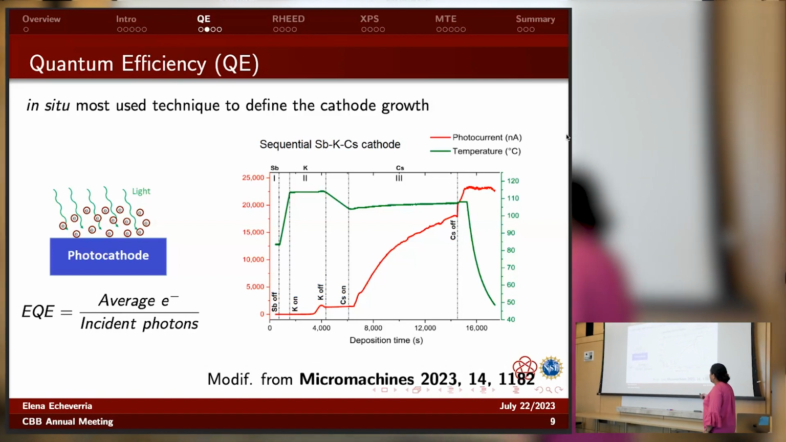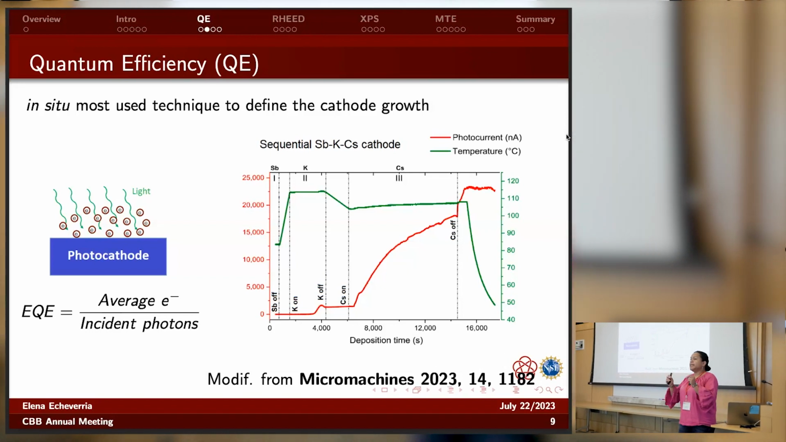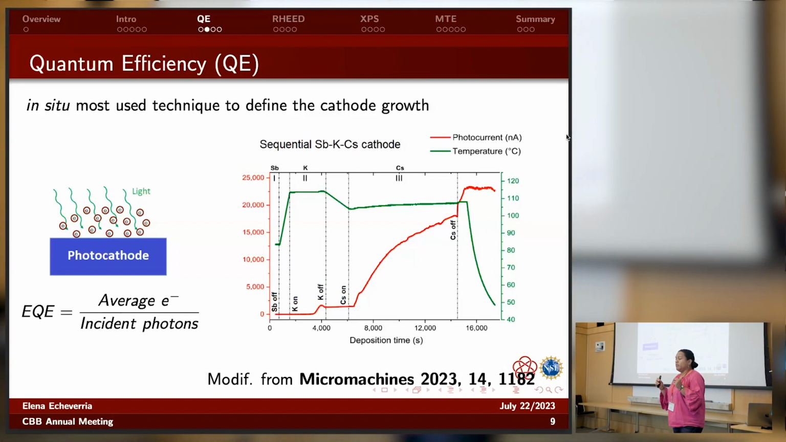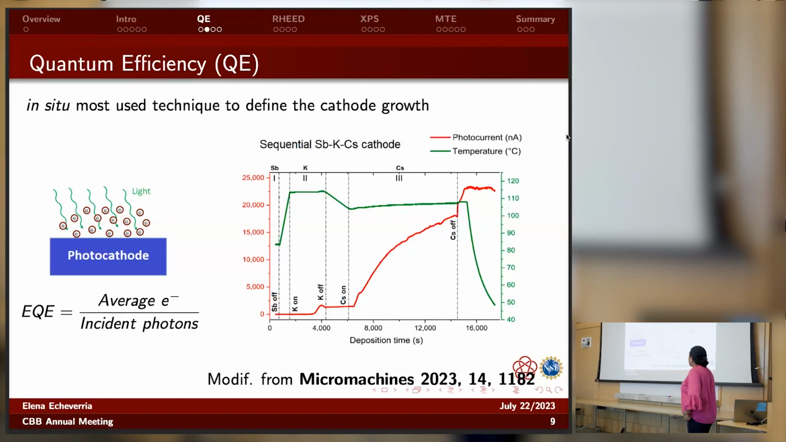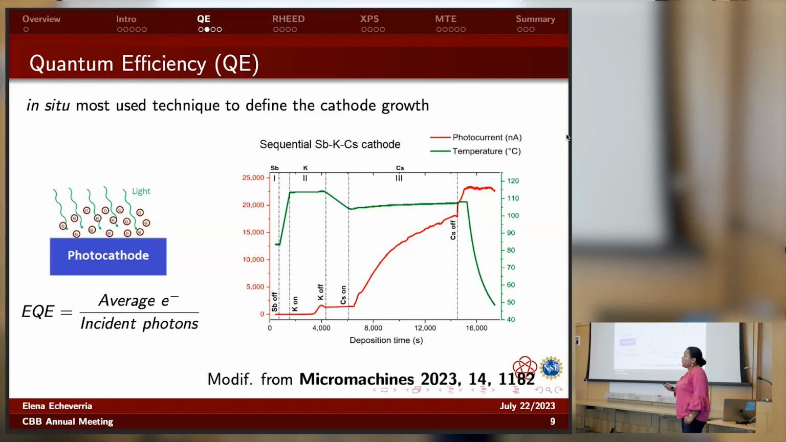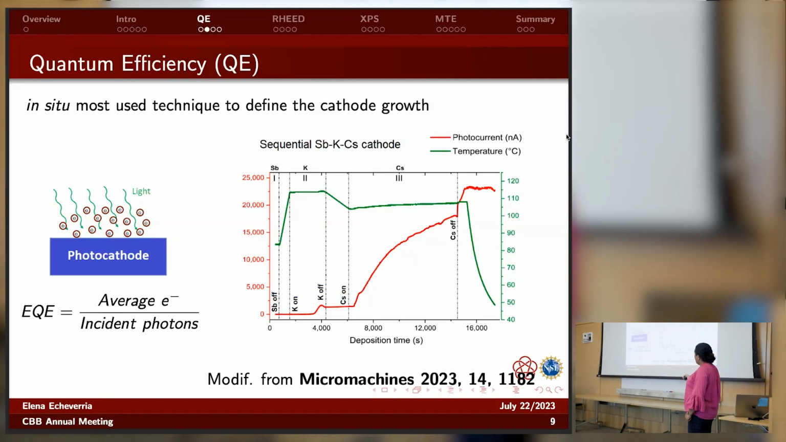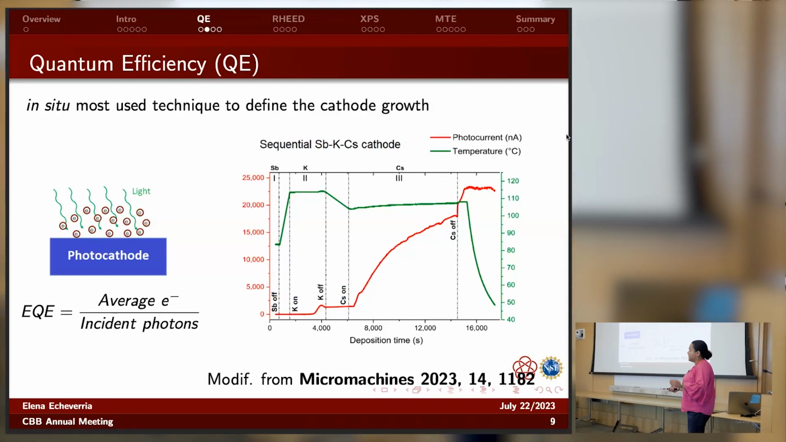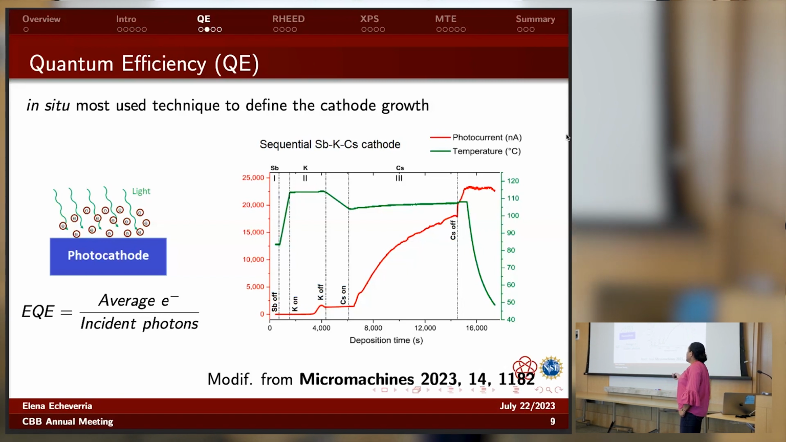This example is for a sequential deposition of antimony, potassium, and cesium. The idea behind that is that people will change certain parameters during the growth, like temperatures or fluxes, in order to have the highest quantum efficiency. For instance, we know that antimony is not a good emitter in green. Therefore, after depositing some layer of antimony, we don't see any photocurrent.